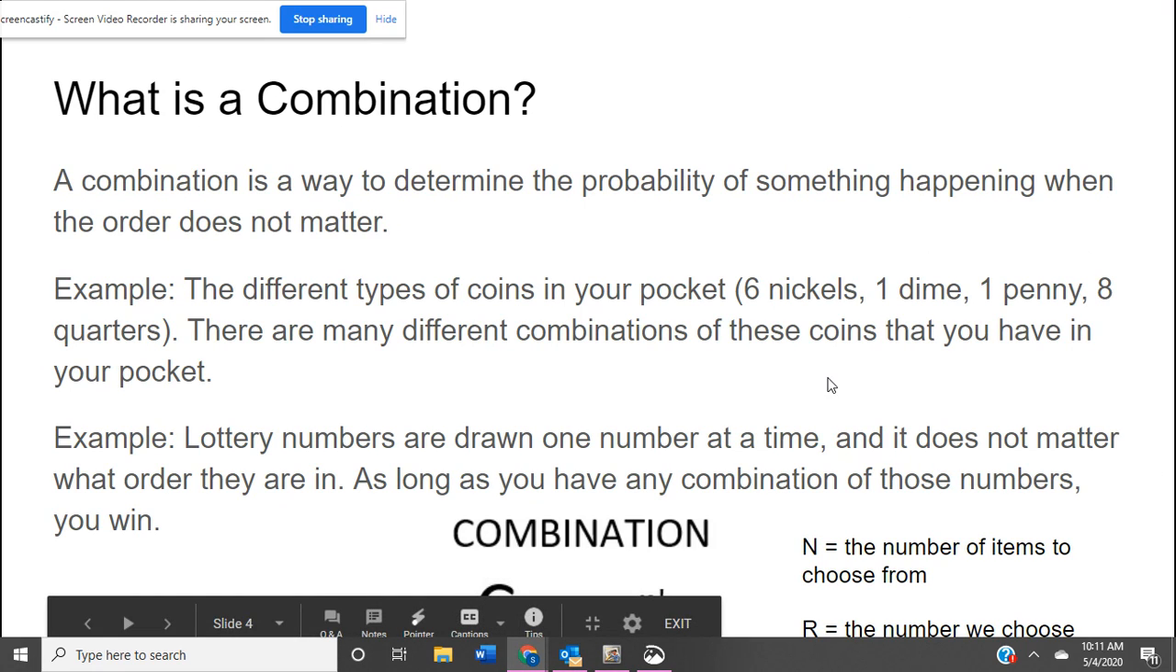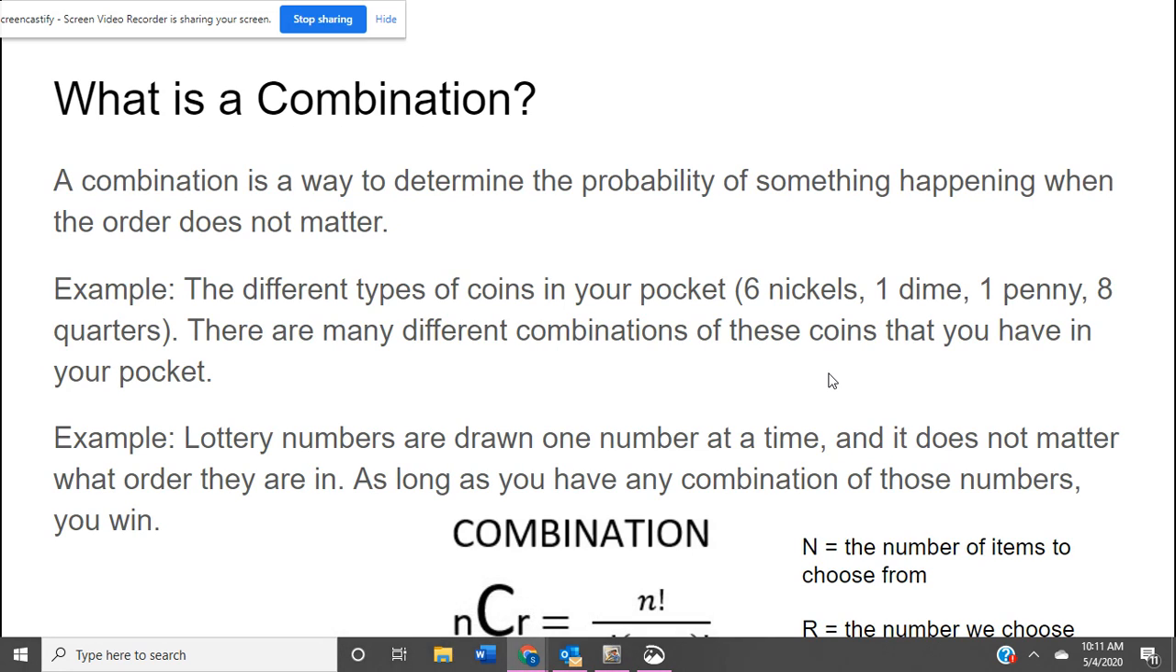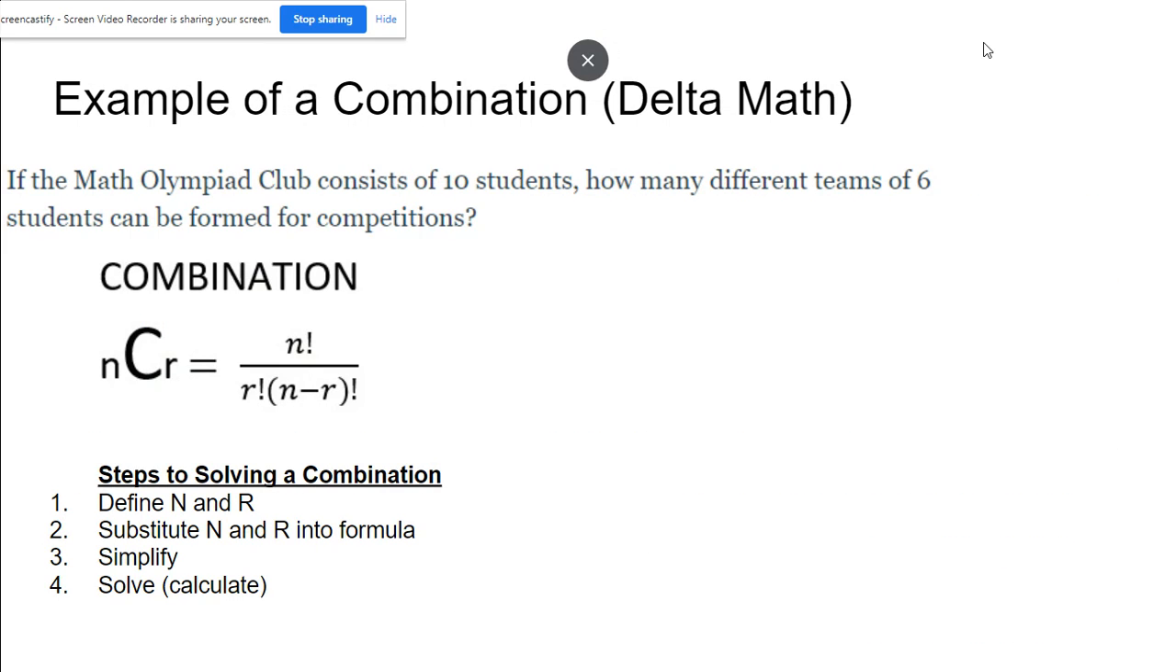So this thing's in the way here, but it says combination is nCr equals n factorial over r factorial times n minus r factorial, where again, n is the number of items we choose from and r is the number we choose. So here is a Delta Math example. If the Math Olympiad Club consists of 10 students, how many different teams of 6 students can be formed for competitions? So step 1 again, we define n and r.